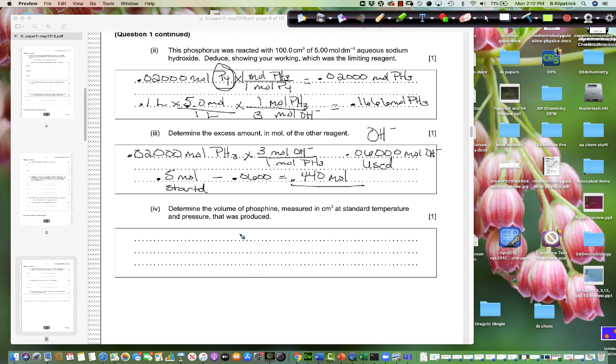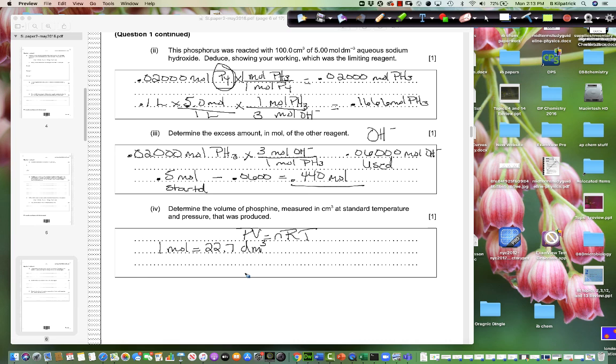Determine the volume of phosphine measured in cubic centimeters at standard temperature and pressure that was produced. Okay, so if you look at this, it's talking about standard temperature and pressure. It's talking about a volume. You could easily go to PV equals nRT and use that if you wanted, because you know that the standard temperature is going to be 0 degrees Celsius, and then you also have the standard pressure. However, if you remember, 1 mole at STP is equal to 22.7 liters. So really it's just a conversion because it's telling you it's at STP.